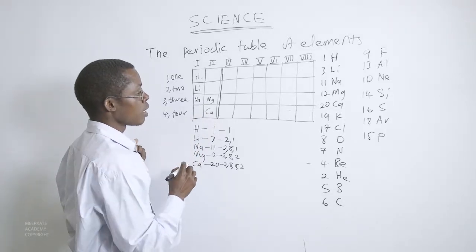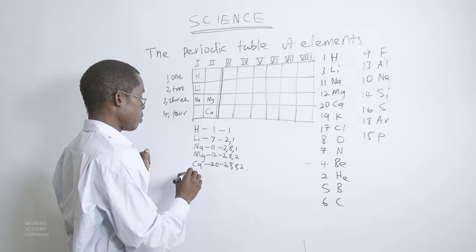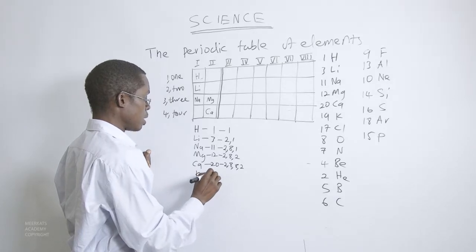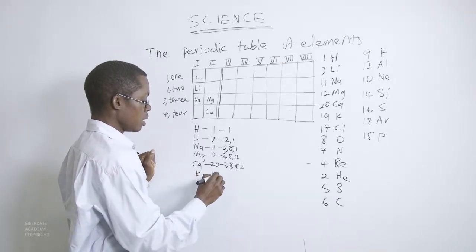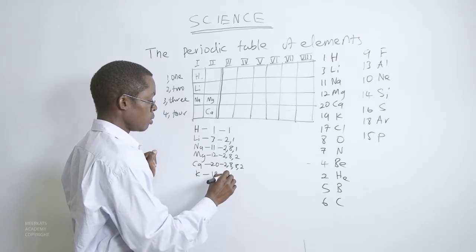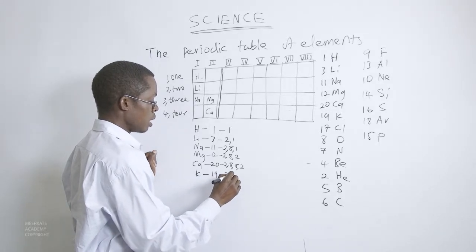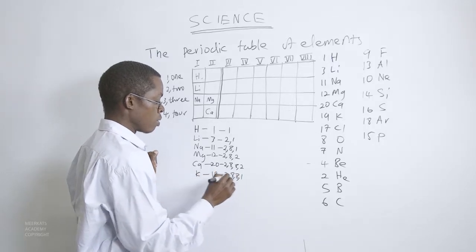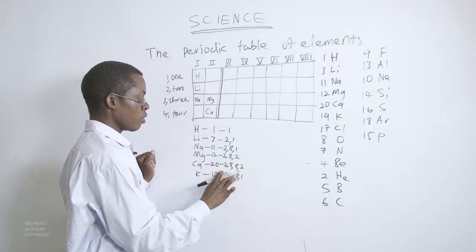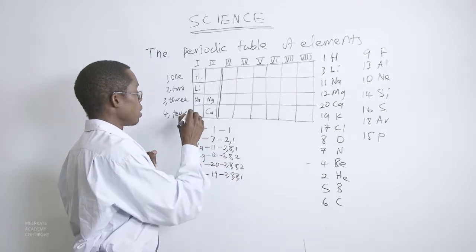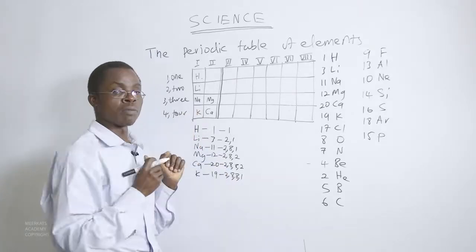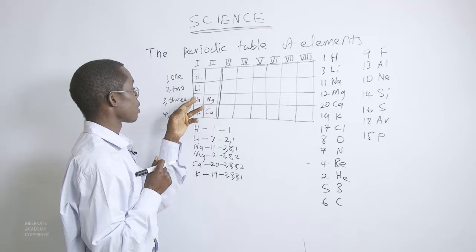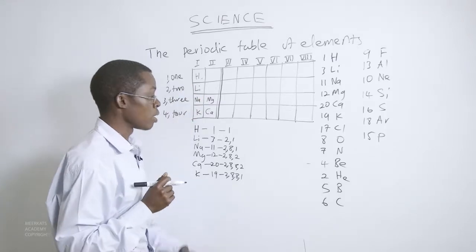Move to the next one, we have 19 for potassium. 19 here implies 2, 8, that is 10, 8, that is 18, remaining 1. Energy levels 4, outermost 1. Here is potassium because it has 1, 2, 3, 4 energy levels, and outermost is 1.